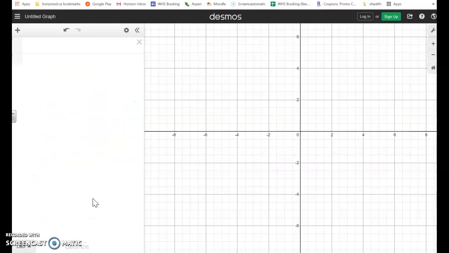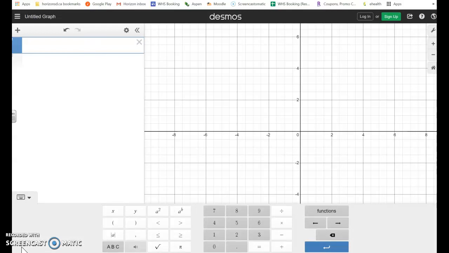Here's the Desmos app. You can see on the left-hand column there are numbered places to enter equations. You can also open up a little keypad here, and we're going to key in the quadratic equation that we were working with. So I've got x squared plus, okay, you get the idea? Go ahead and key the rest in. You can see when I key it in that I don't need to have the equal 0 here, just the equation.